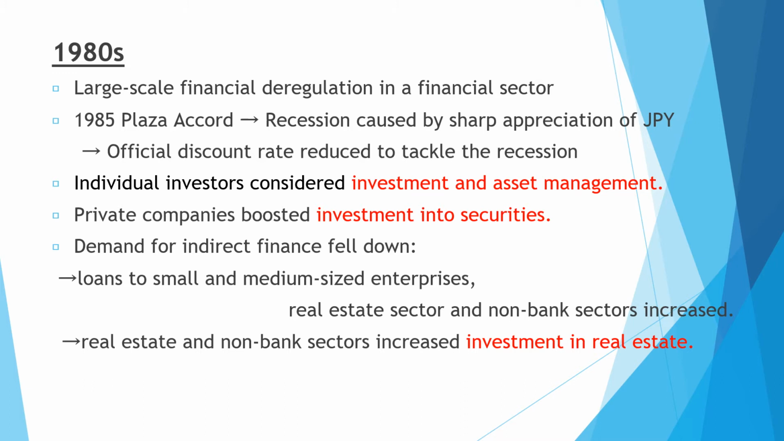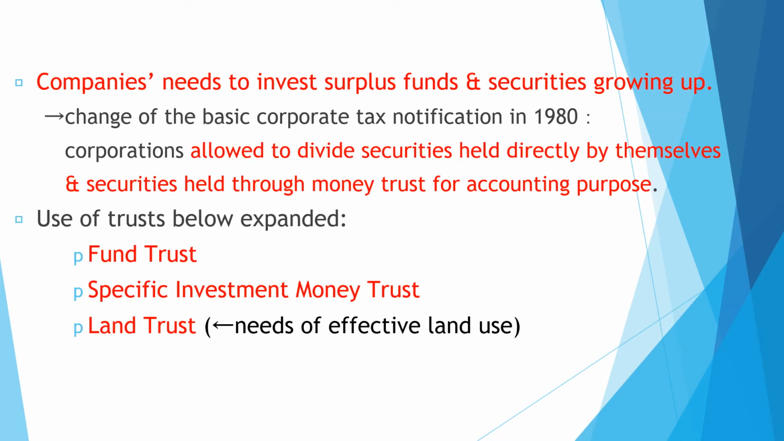Private companies also boosted investment into securities by utilizing abundant funds directly procured from the market through equity finance with low interest. Since big companies actively procured funds directly from the market, demand for indirect finance fell down. In this situation, financial institutions expanded targets of loans to small and medium-sized enterprises, the real estate sector, and non-bank sectors. At the same time, real estate and non-bank sectors increased the volume of investment in real estate in domestic and abroad. Companies' needs to manage and invest surplus funds in securities was growing in the 1970s.